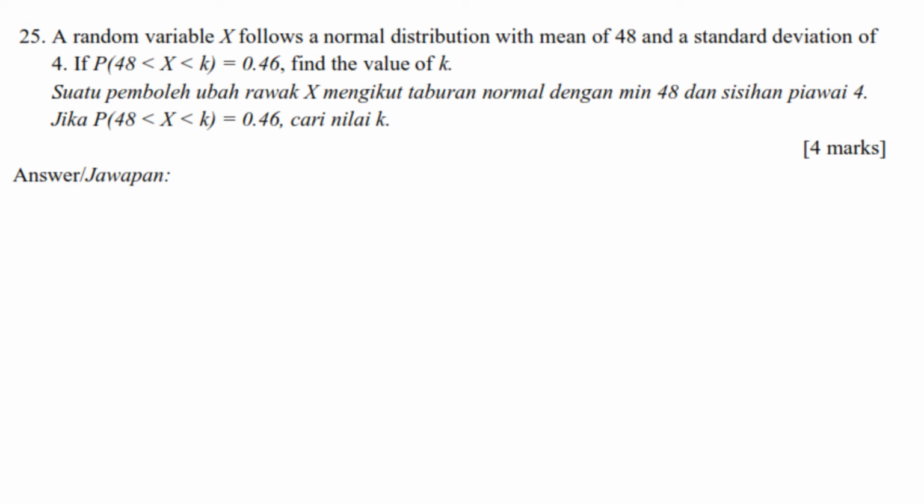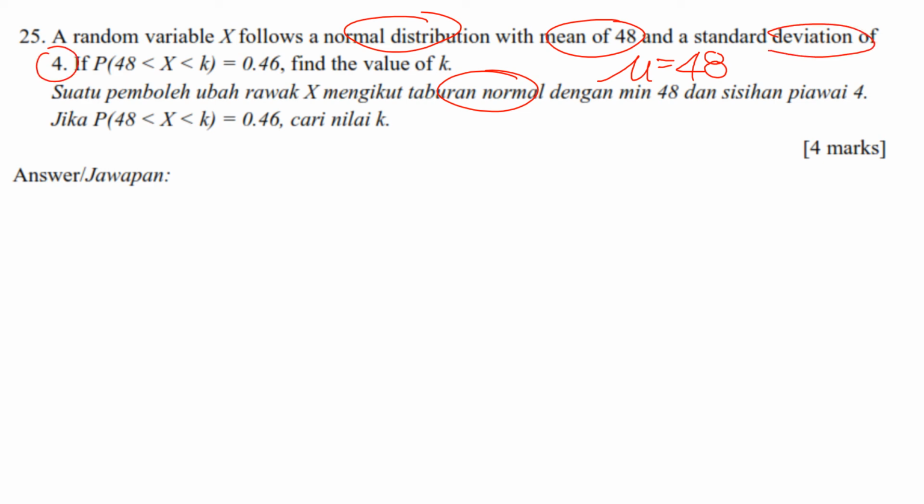Okay, here we come with question 25. A random variable x follows a normal distribution. This question tells us it follows a normal distribution with mean, mu, equal to 48. If you follow my earlier video, you know mu, right? And the standard deviation sigma is 4. If P is this, find the value of k. Okay, fine, dia nak tahu nilai k.